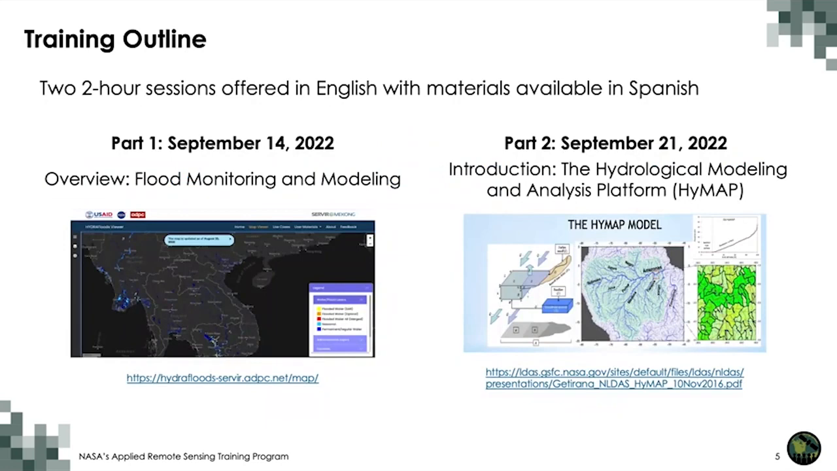There will be two 2-hour sessions, including a question and answer session at the end. They are provided in English, but materials are available in Spanish from the RSET website. Today we will focus on an overview of flood monitoring and modeling techniques and some tools. Then next week we will have a specific example of the hydrological modeling and analysis platform, HYMAP, with some case studies.